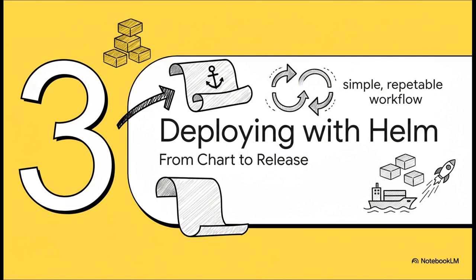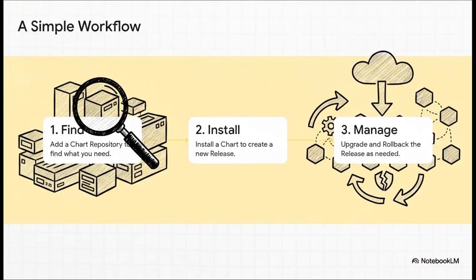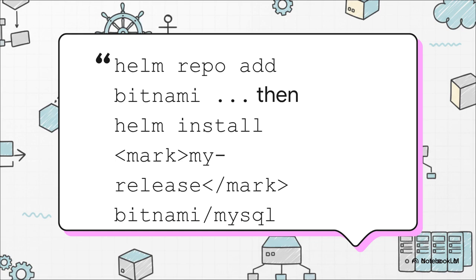It really just boils down to a super simple, repeatable workflow. And it really is this straightforward. First, you find what you're looking for by adding a repo. Next, you install a chart from that repo, which creates your running application, your release. And finally, you manage that release over its entire life with really simple commands for upgrading or, if something goes wrong, rolling back.